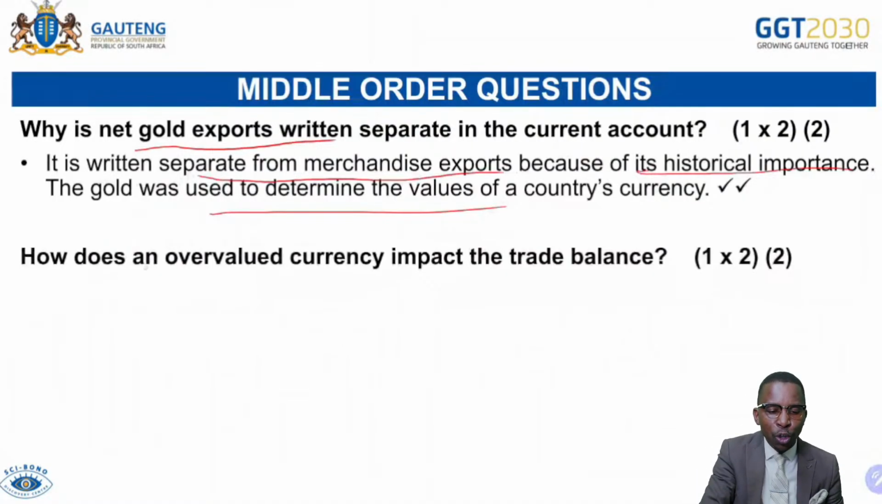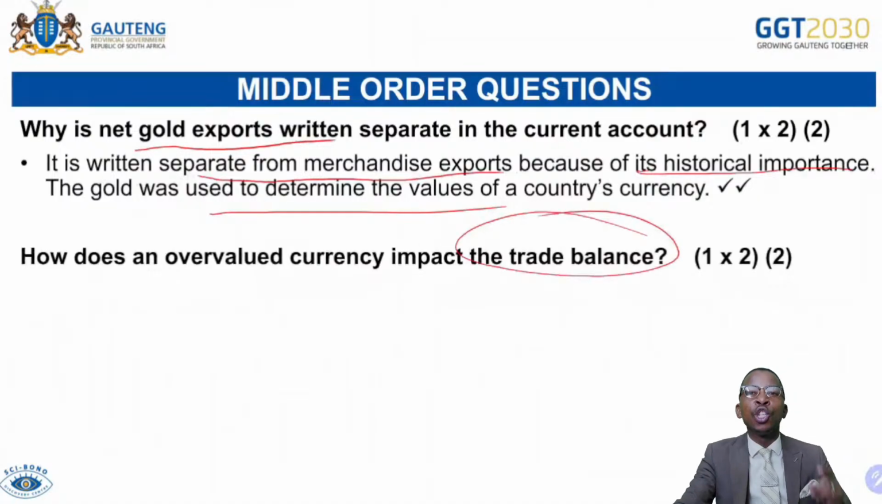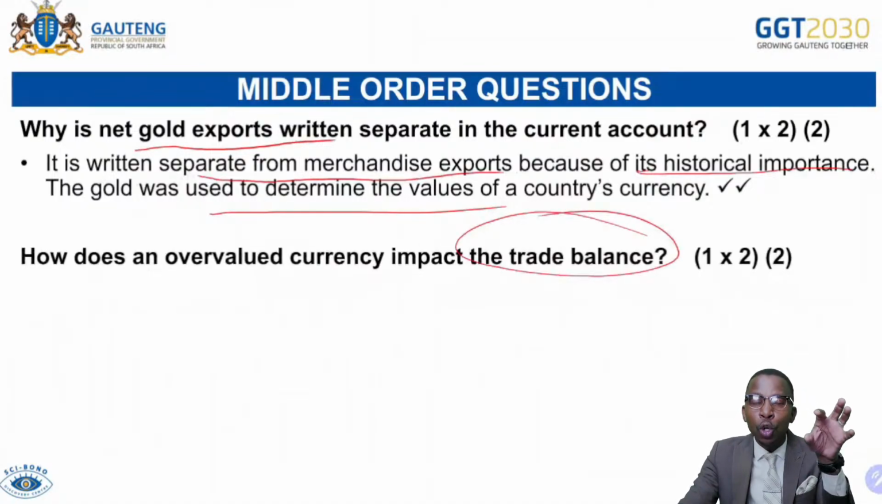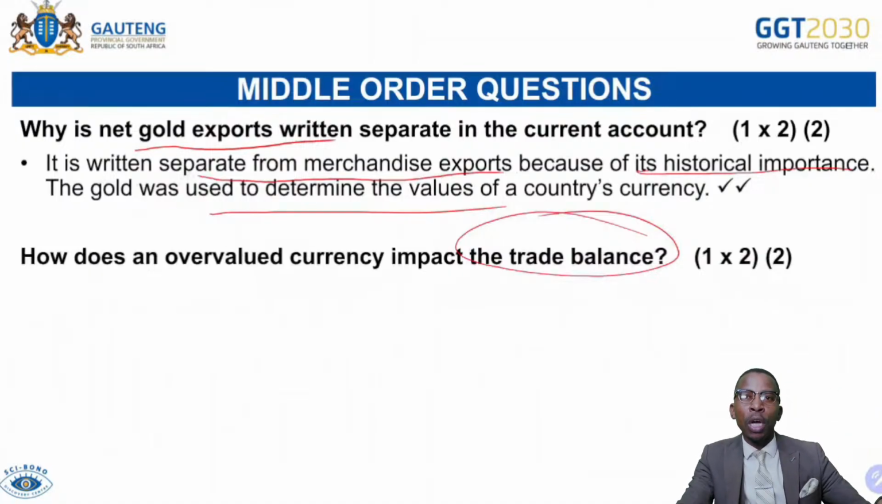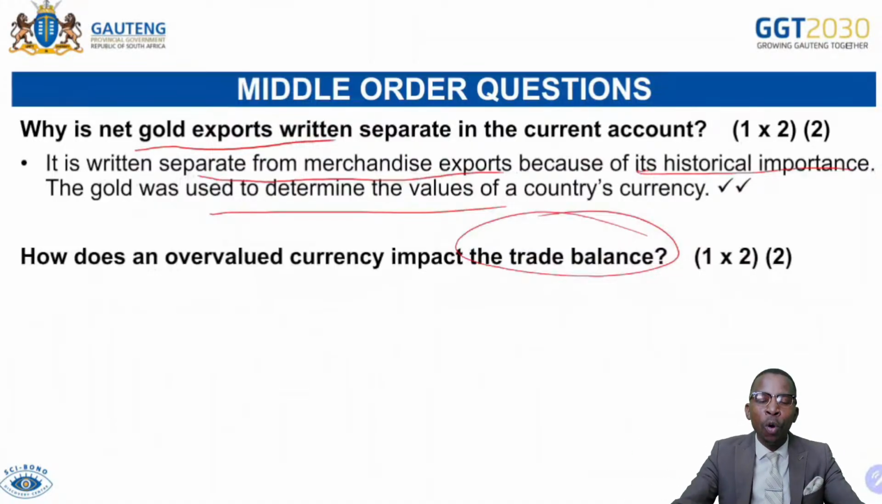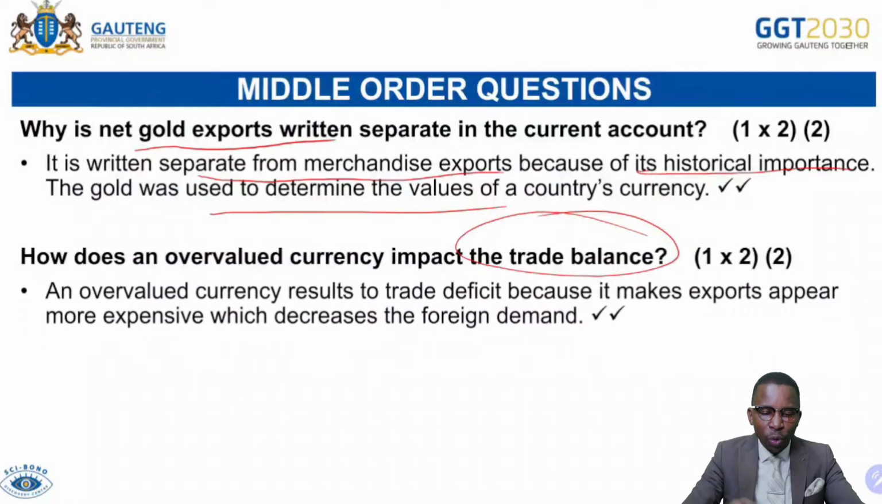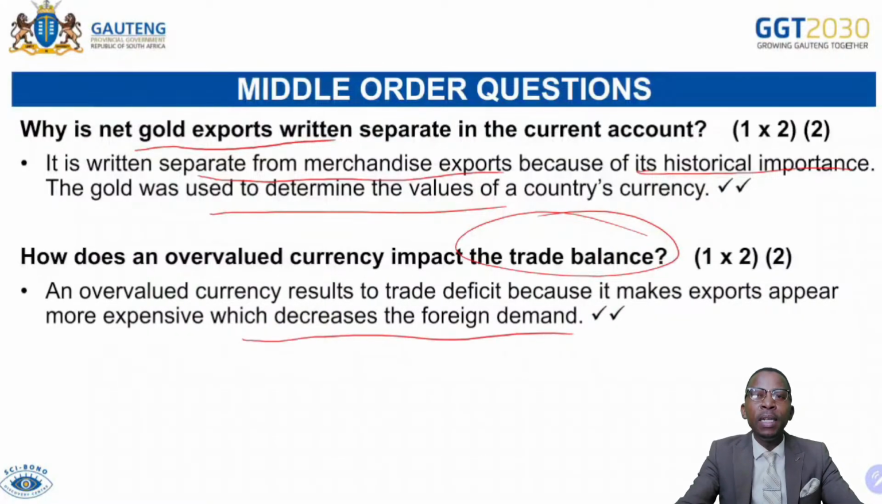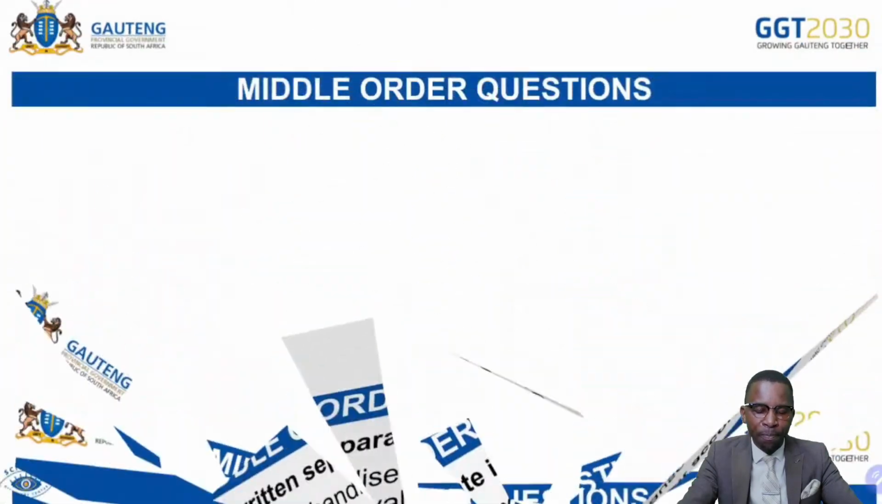In this situation, you need to be mindful. We are talking about the trade balance, not the terms of trade. If we talk about terms of trade, that is another story. If the currency is too strong, it benefits terms of trade. But here our exports become too expensive, so there will be less demand for them abroad, especially if they are relatively elastic. They will be substituted easily, and there will be less inflow of foreign currency as payment for exports. An overvalued currency results in a trade deficit because it makes exports appear more expensive, which decreases foreign demand.